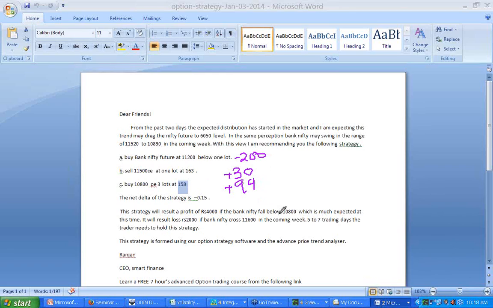So 129, 130 points you have received, so it is at a small loss. Let us wait for a good fall, then only we can get the 10,800 level or so. Another 1 or 2 days you can just wait. If it doesn't break out, then you can come out from this strategy.